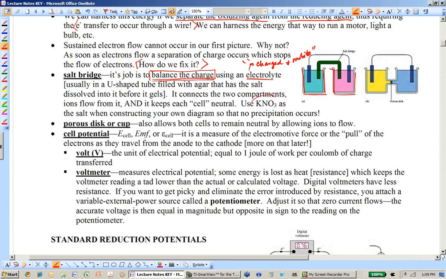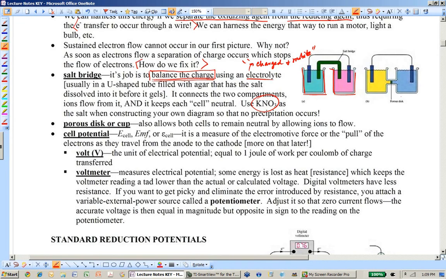So our favorite salt to use is potassium nitrate because it's danged soluble. It doesn't precipitate with anybody, which doesn't screw up our results later. So it's a safe one to use. If you get to design something, use potassium nitrate to do it, so that way you don't get any precipitation. That's the big deal.